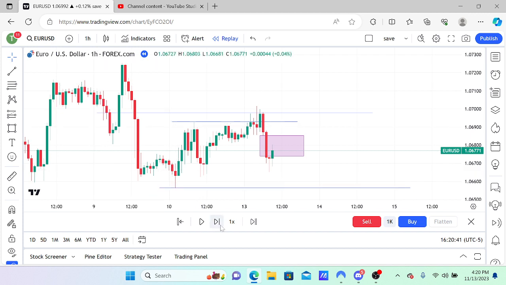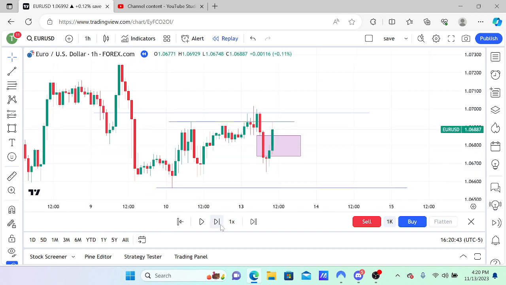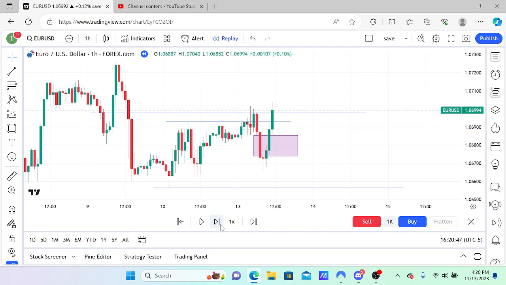So guess what happens? It moves up into a premium. It moves up into optimal trade entry. And then what happens next? It takes the high. It gets invalidated. It didn't play out. So what do we do now?